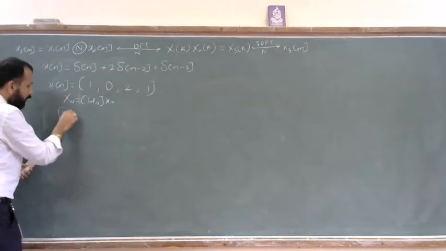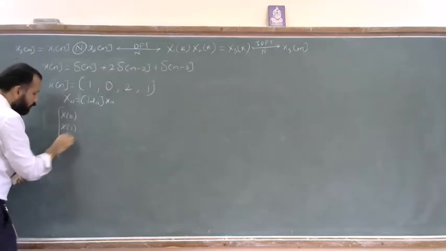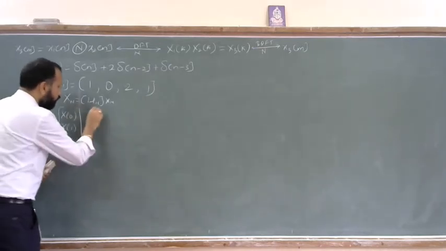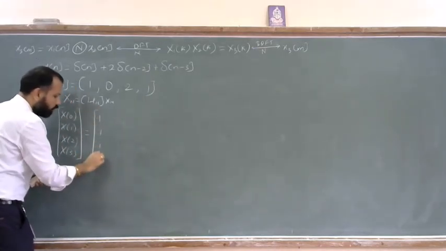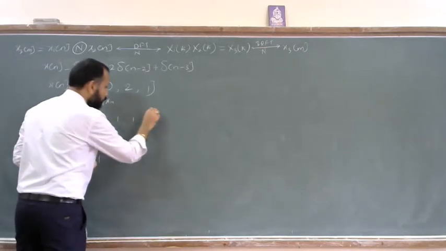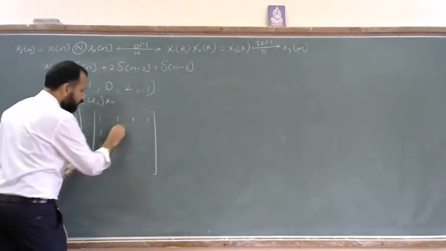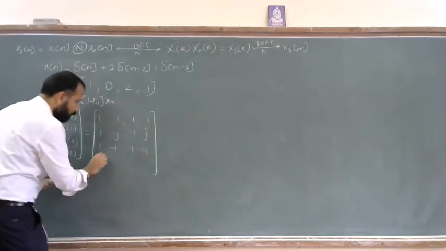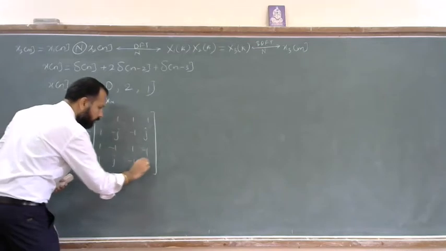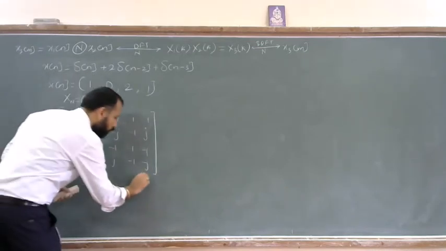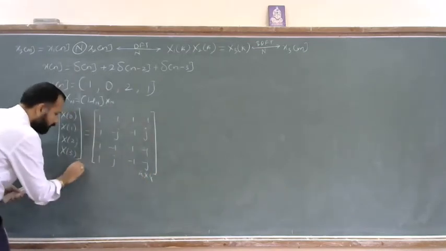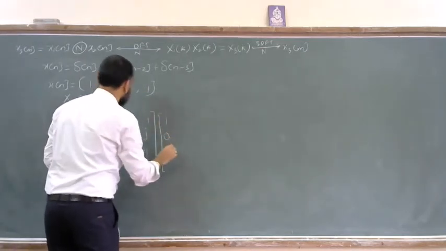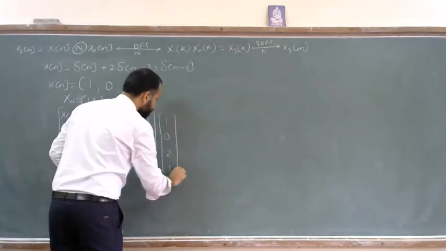The 4-point DFT, capital X of 0, X of 1, X of 2, and X of 3, will be equal to the 4 cross 4 matrix [1, 1, 1, 1; 1, -j, -1, j; 1, -1, 1, -1; 1, j, -1, -j] multiplied by the given signal 1, 0, 2, and 1.